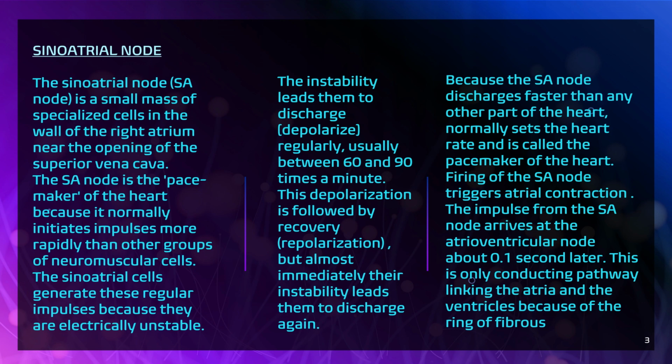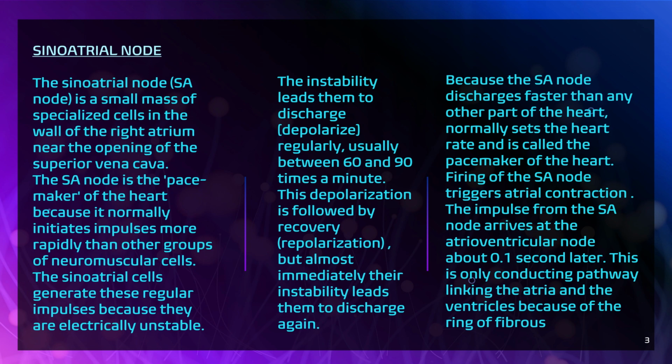neuromuscular cells. The sinoatrial cells generate these regular impulses because they are electrically unstable. The instability leads them to discharge or depolarize regularly, usually between 60 and 90 times a minute. This depolarization is followed by recovery or repolarization, but almost immediately their instability leads them to discharge again. Because the SA node discharges faster than any other part of the heart, it normally sets the heart rate and is called the pacemaker of the heart.